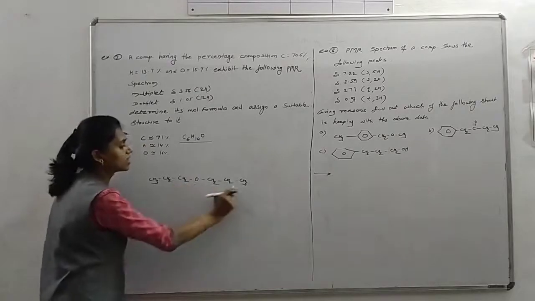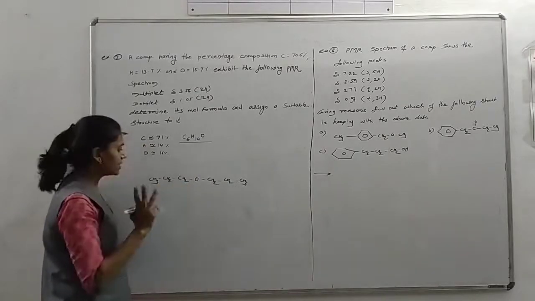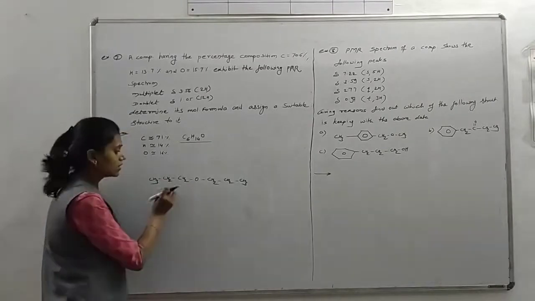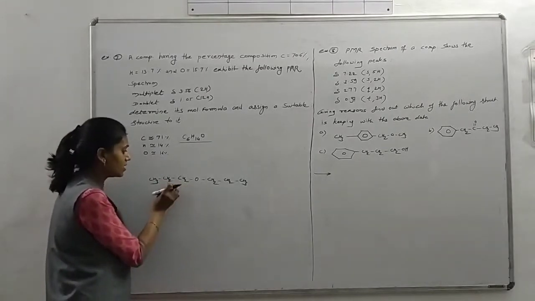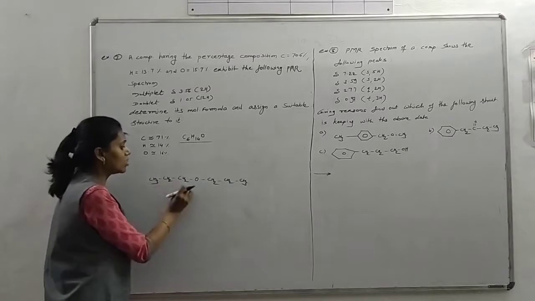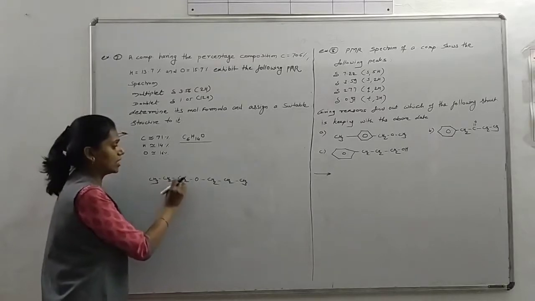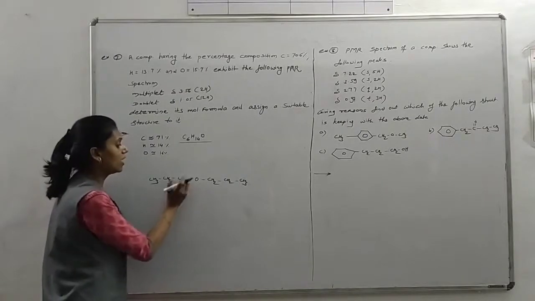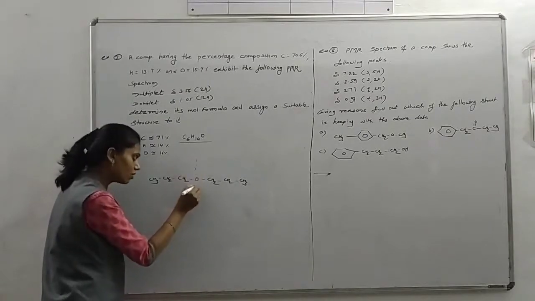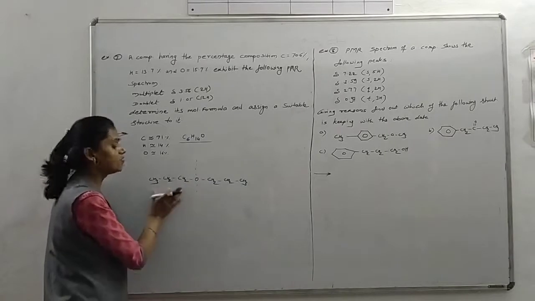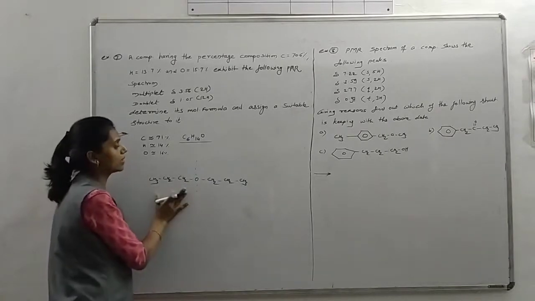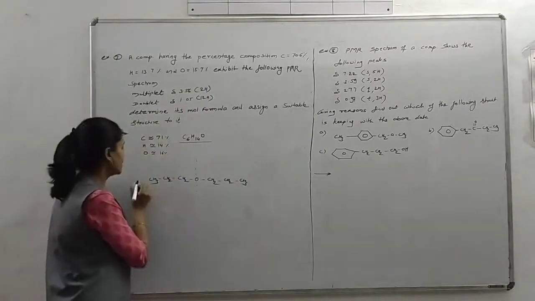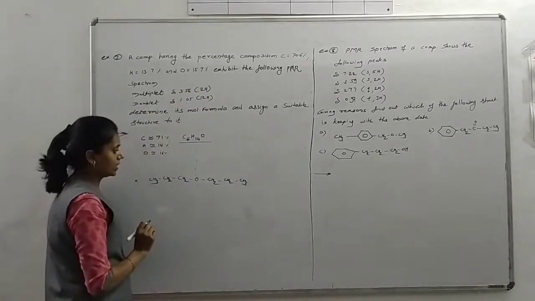When we write down the structure like this, we get 3 signals. These 2 CH2 groups are different. This CH2 group is attached to a methyl group and CH2. This CH2 group is attached to CH2 and oxygen. That means the environment of these 2 CH2 groups is different. We draw the symmetry, but again we get 3 types of signals here, and our example is given only 2 signals. That means this is not the correct structure.